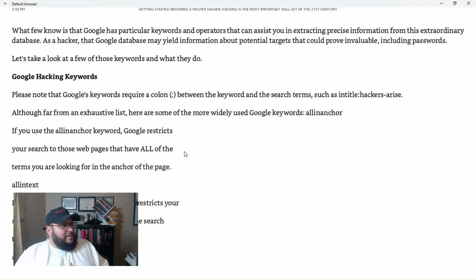Okay, this is the gold of it. Google hacking keywords. Please note that Google's keywords require a colon between the keyword and the search terms, such as intitle, colon, hackers arise. Although far from an exhaustive list, here are some more widely used Google keywords.